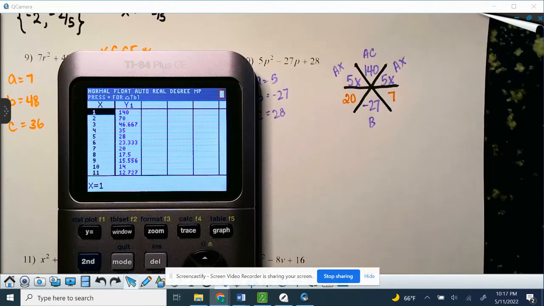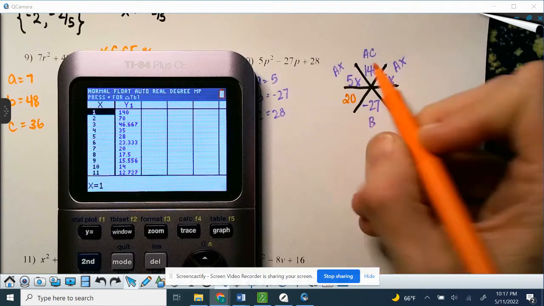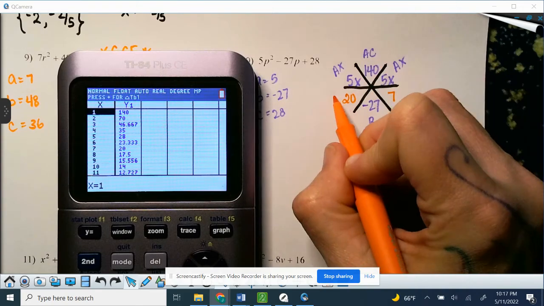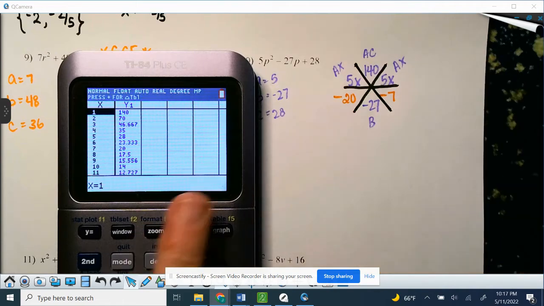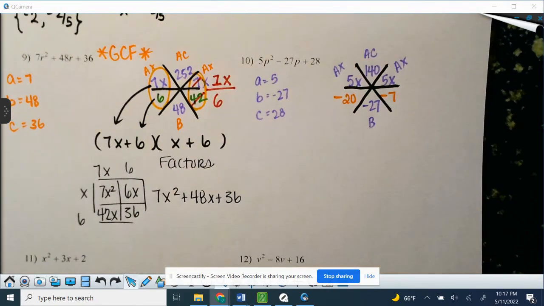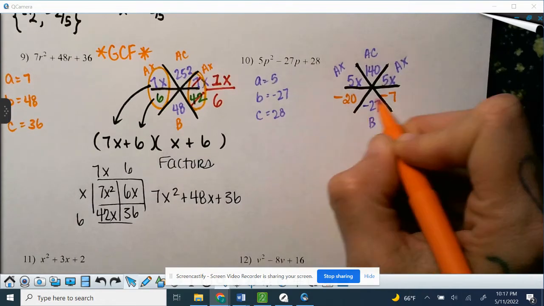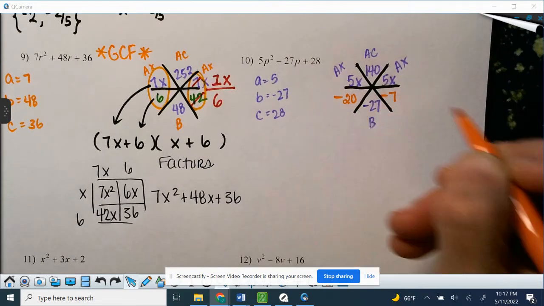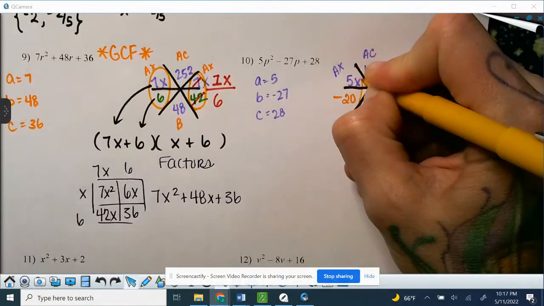So 20 and 7. They need to come together as a negative as far as a sum, and then they have to multiply to be a positive. So when B is negative, the largest one is always going to be negative for sure. You just have to decide if the second one is going to remain positive or remain negative. So in this case, they're both negative because that would give me the sum of a negative 27, and they would multiply together to give me the positive 140, because a negative times a negative gives us a positive.